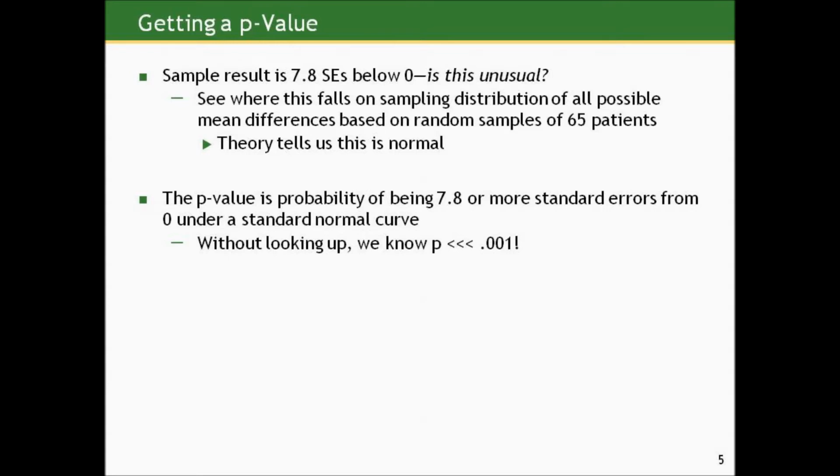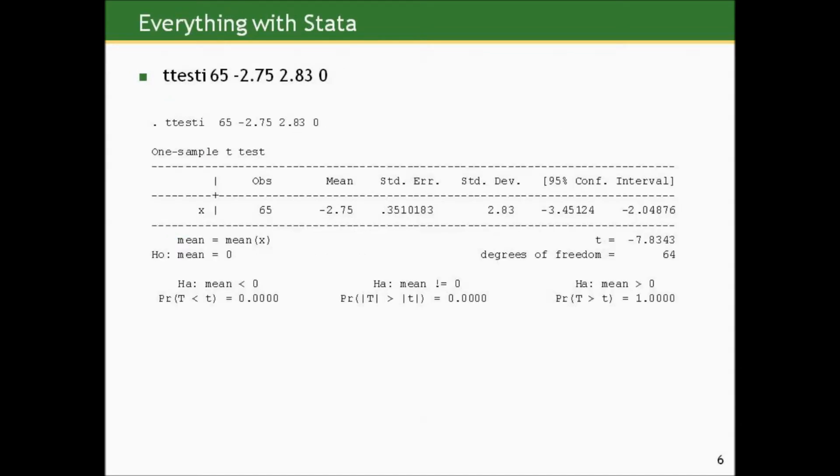Why do you know that? Think back to the basic quantities you've memorized about the normal curve. But of course, we can get Stata to do all our heavy lifting for us by using the CII command. So here we say CII, there were 65 patients rated by each of the two doctors in terms of the palpable lymph nodes. The mean difference between the second rater and the first was negative 2.75, standard deviation of 2.83, and we're testing this against the null of 0. Here are our results. And you can see the confidence interval there is what we got by hand. And the p-value, the t-statistic, that distance measure, negative 7.8.